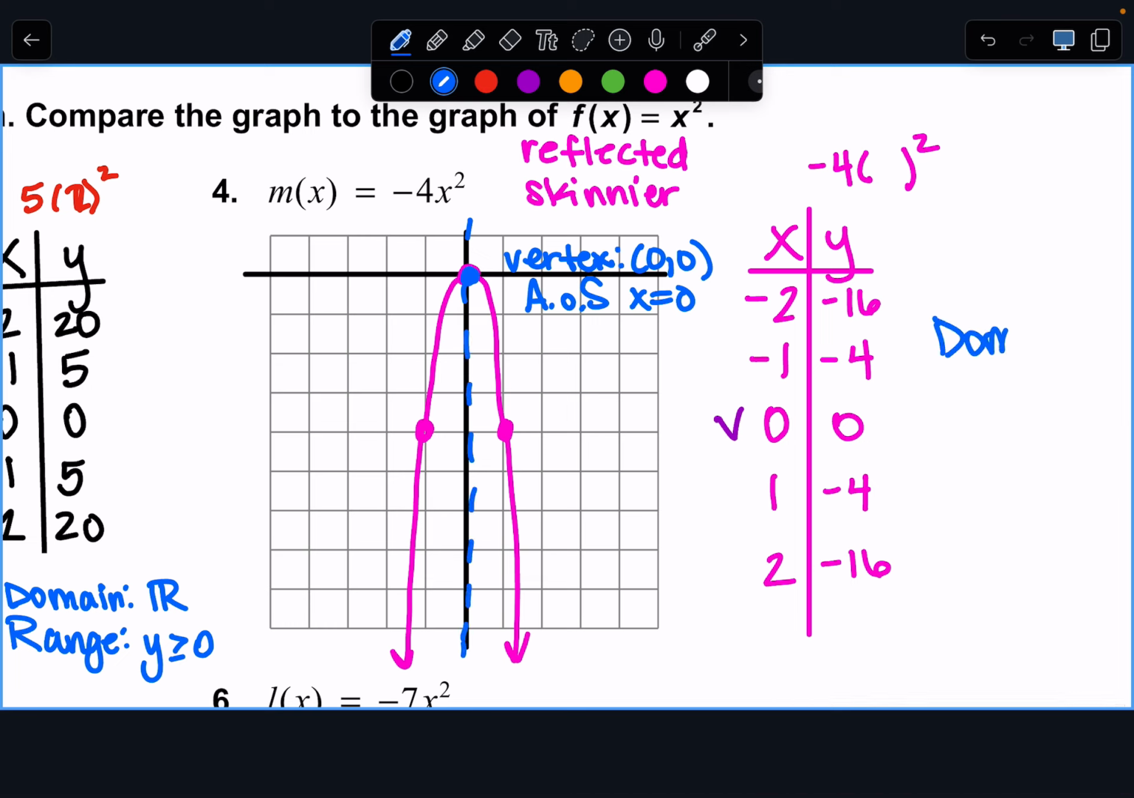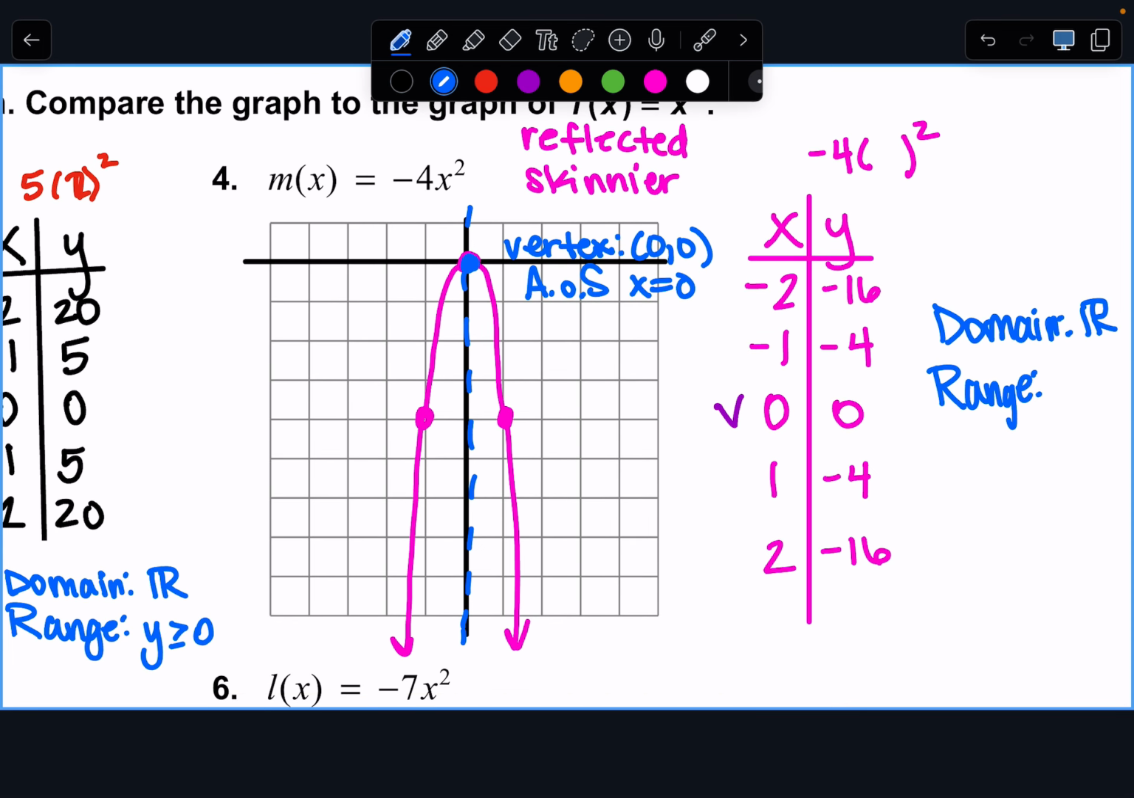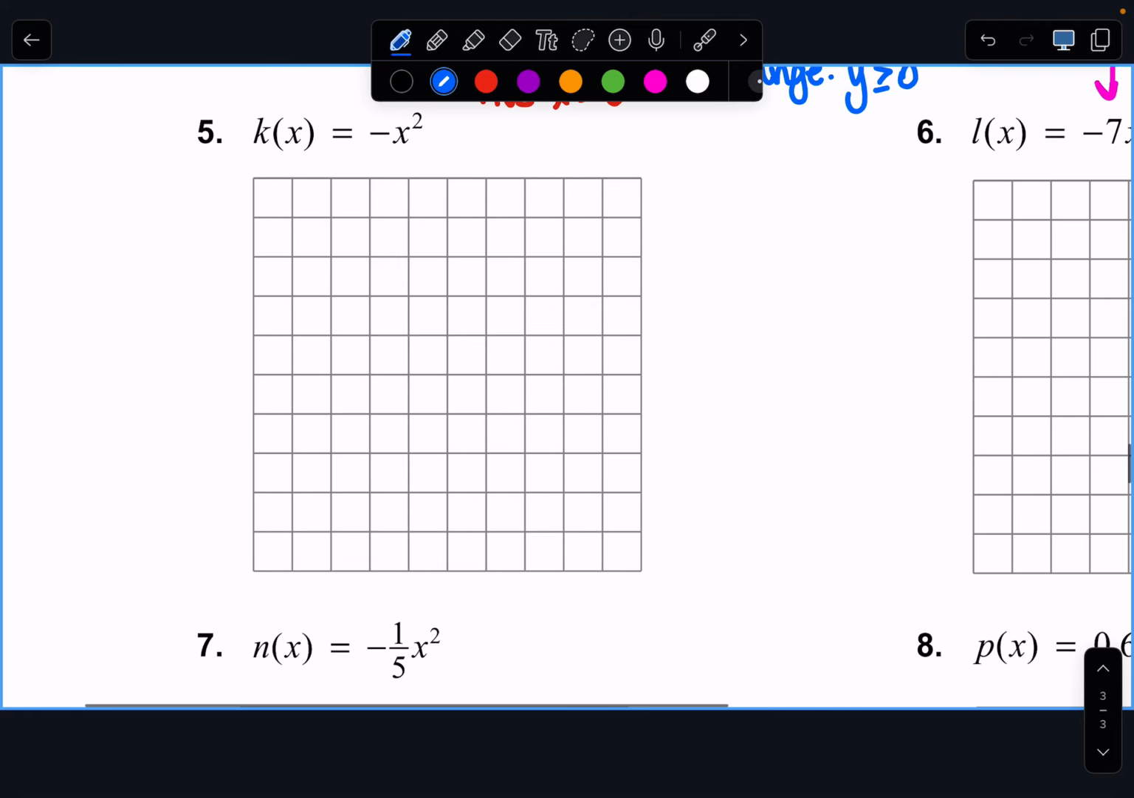Now, we know our domain will always be all real numbers, but now that this one flips upside down, what's our range going to be? Y is less than or equal to 0. All right, how about you create number 5's graph for me?